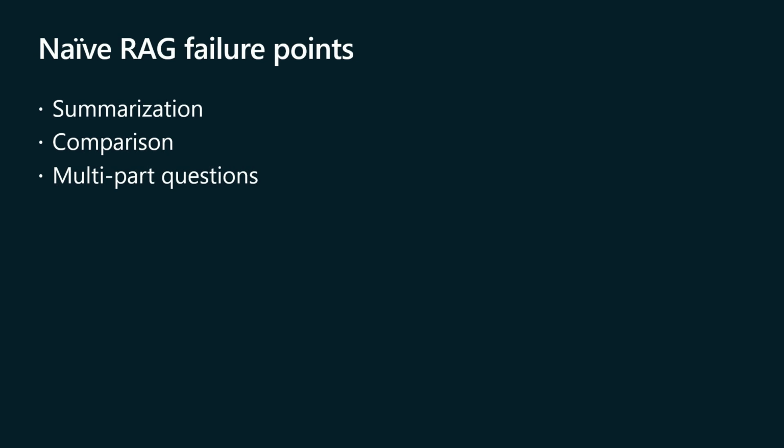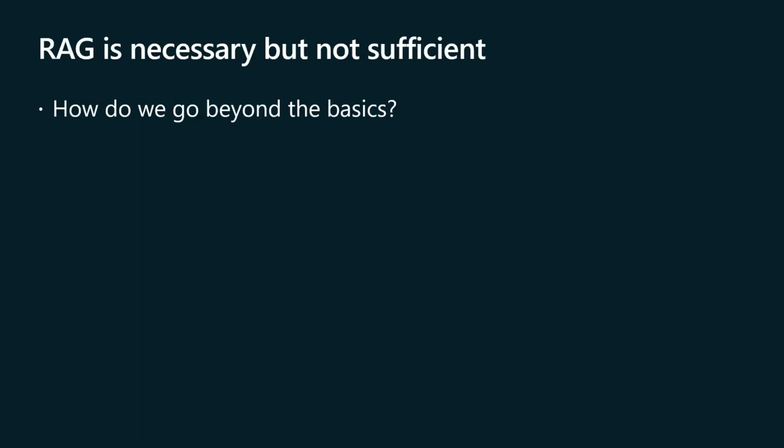And you can often see that when you ask comparison questions of a naive RAG pipeline, it will confuse the two things it's supposed to be comparing. And in general, naive RAG is not good at multi-part questions. It tries to do everything all at once. It has a query, it has a response, and you get what you get in that one response.